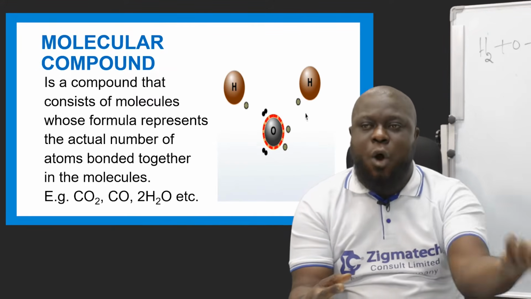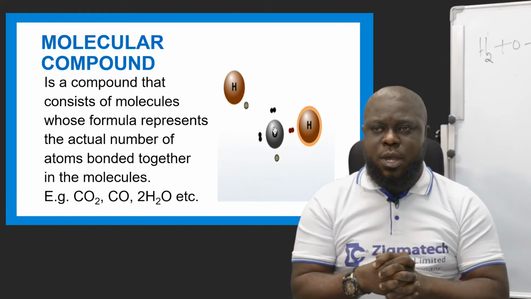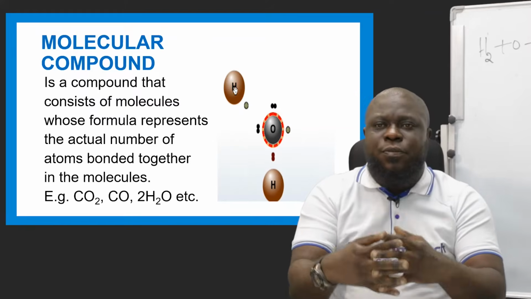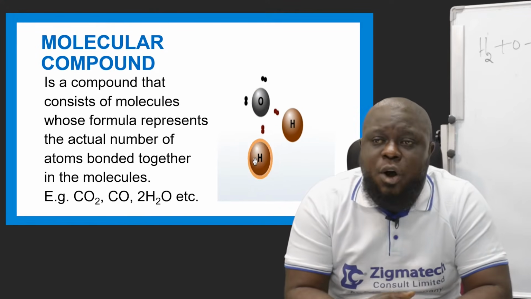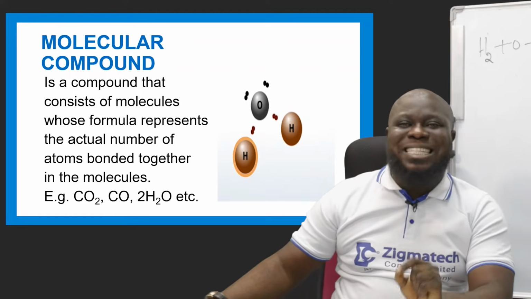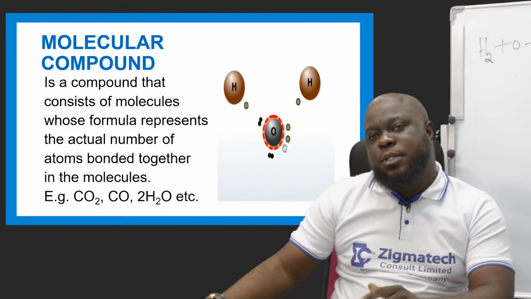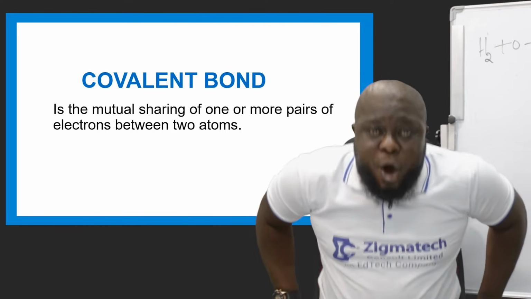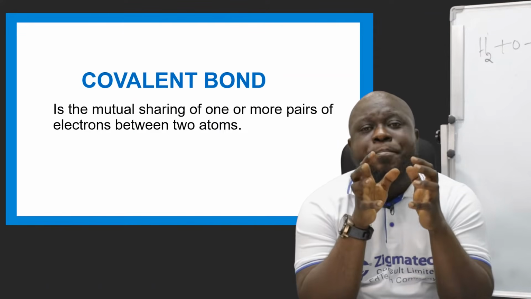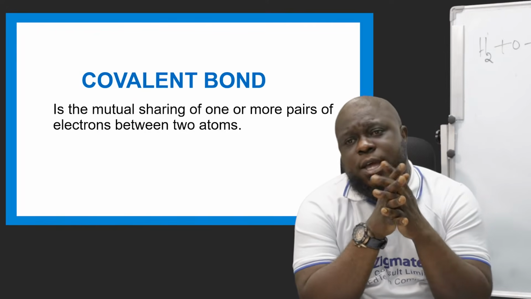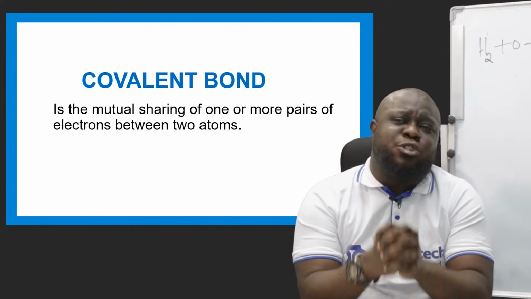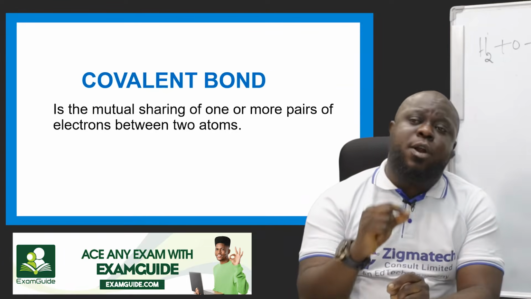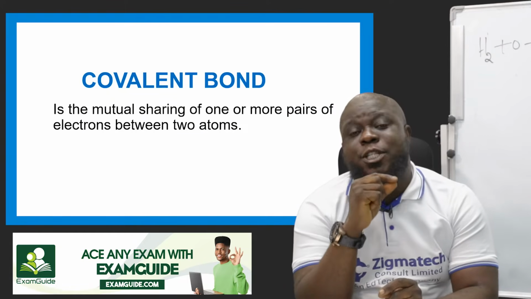Co means come, both of you should come together. Valent means bring. So the 2 atoms should come together to form the molecular compound. It's called covalent bond, or you can call it intermolecular bond. The bond that binds them together is called covalent bond, and the covalent bond is the mutual sharing of 1 or more pairs of electrons between 2 atoms.